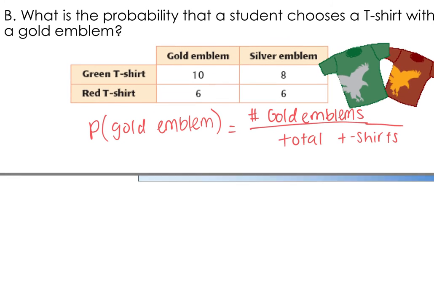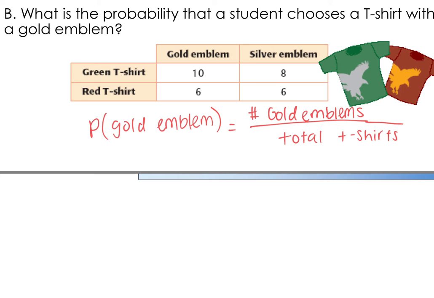Okay, what would be the number of gold emblems? Christian? Very good. How'd you get 16? We take all the numbers from the gold emblem column. Very good. So we're going to do 10 plus 6, which gives us 16 in the numerator. Okay? So we have 16 over, what's the total number of t-shirts? Xavier? 30. It's 30. Okay? So we have 16 over 30.